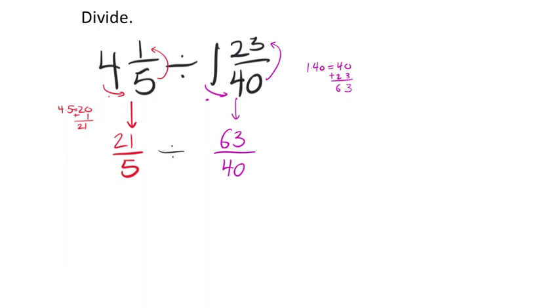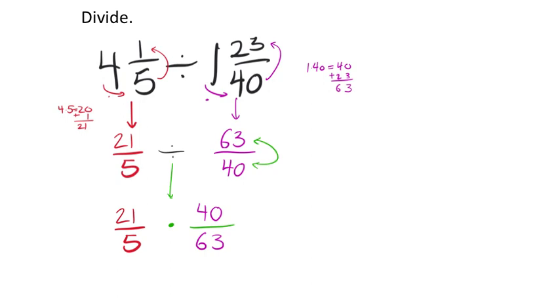Well, with this, let's take our dividend fraction, 21/5, and we are going to change the operation to multiplication by flipping, or reciprocating, the divisor fraction. So now, it's going to be flipped as 40/63. Is this okay? Okay, so this is where I'm at right now.